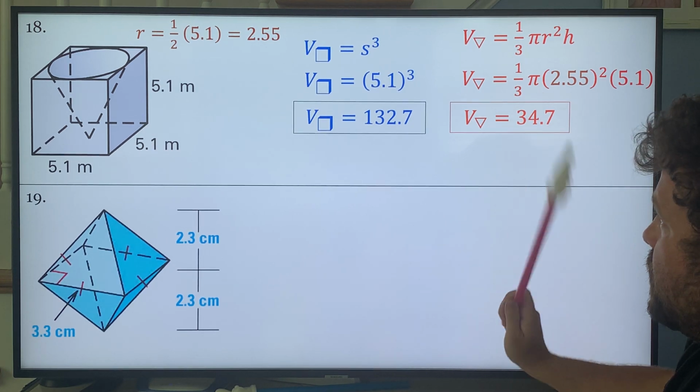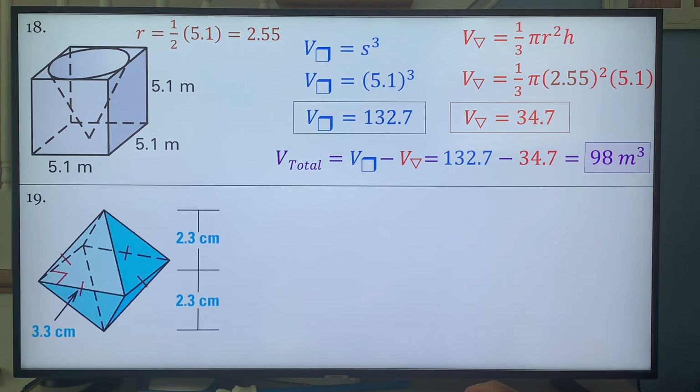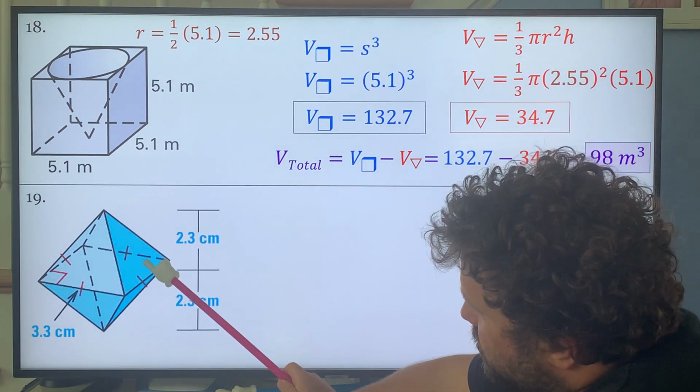34.7. Subtract the two. 98 cubic meters. Easy as pie. Problem 19.